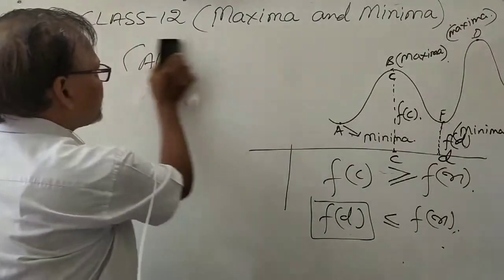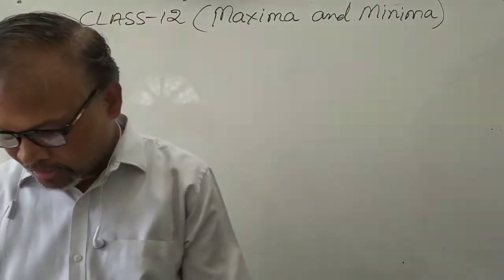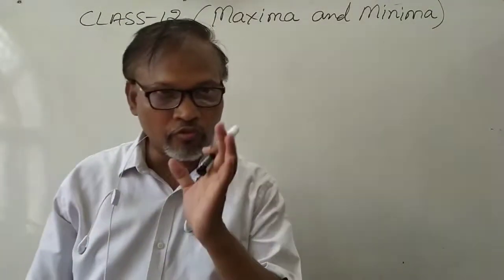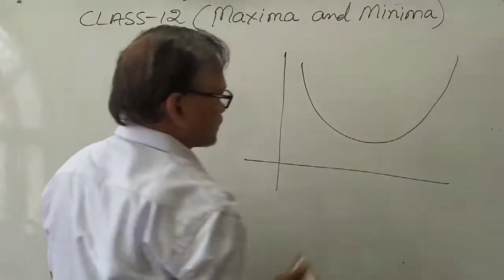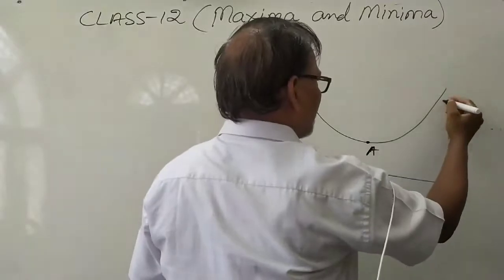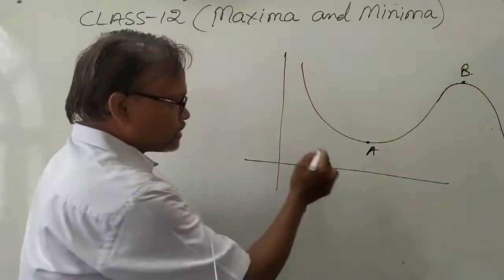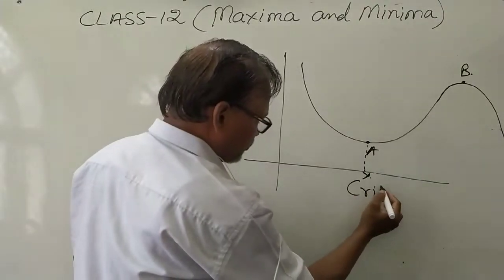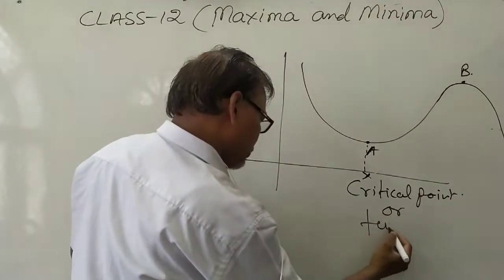But what is the method to solve maxima and minima? In this case there is one point, and what is the use of that point? Suppose this is the curve, this curve turned from point A and maybe turned from point B. Okay, in this case this point is called the critical point or turning point.